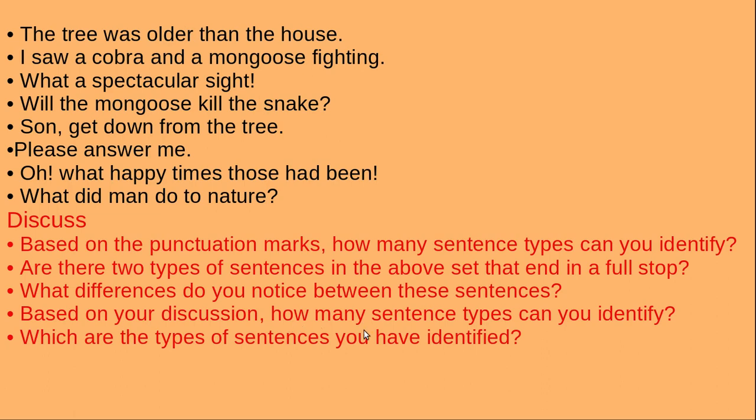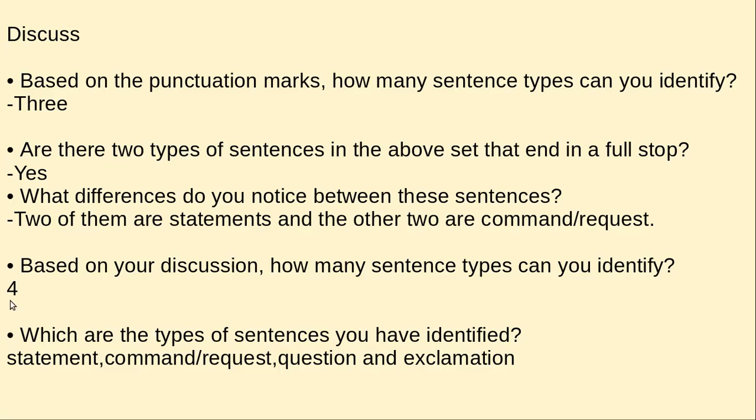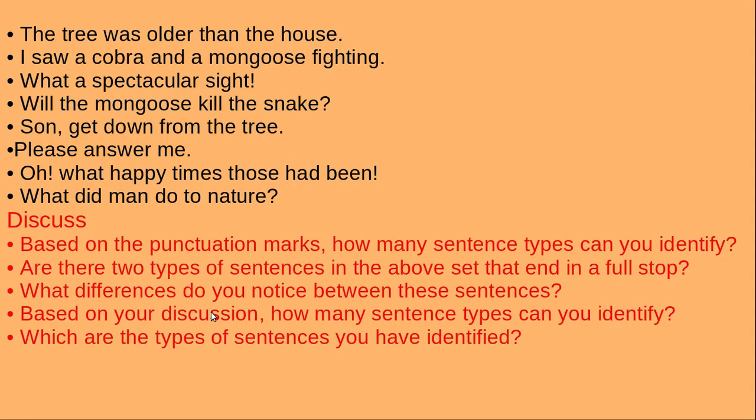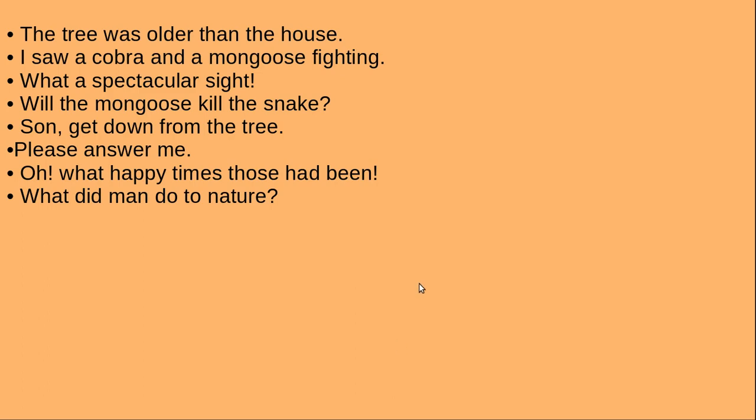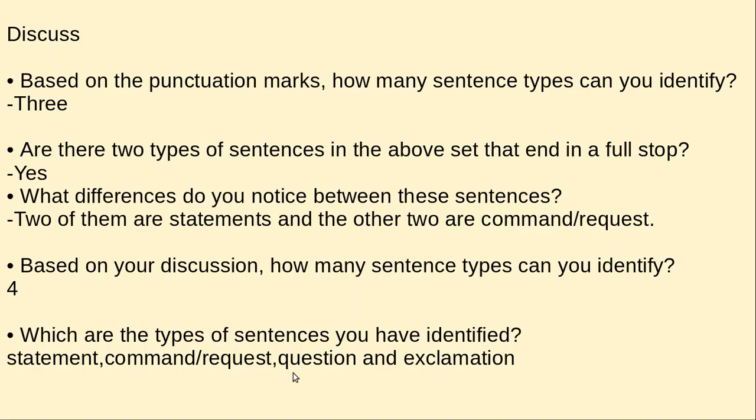Okay. Based on the discussion, how many sentence types can be identified? Can you identify? Two types end in a full stop. The other one has a question mark and the other an exclamation mark. Totally how many are there? Totally 4 types of sentences are there. Okay. Now next one. Which are the types of sentences you have identified? We have learned it. Here, statement is the first, command or request is the second, question is the third, and exclamation is the fourth.